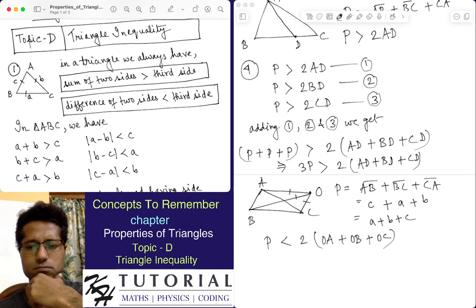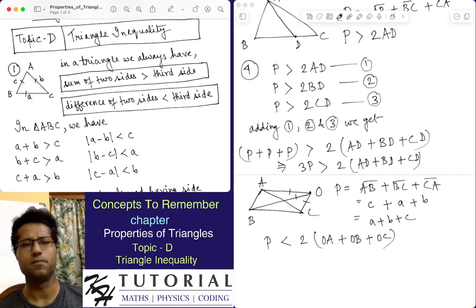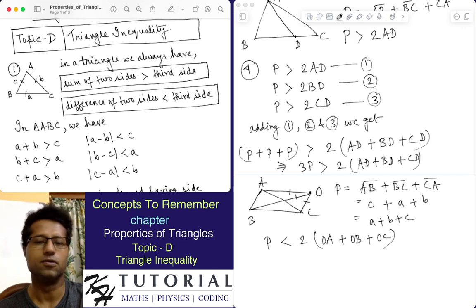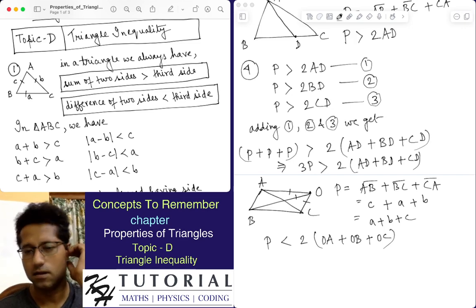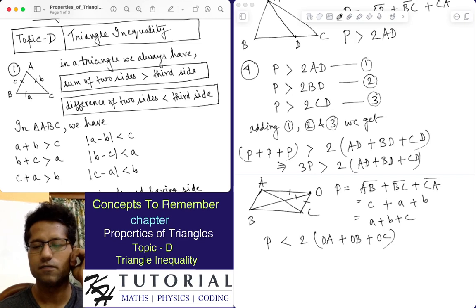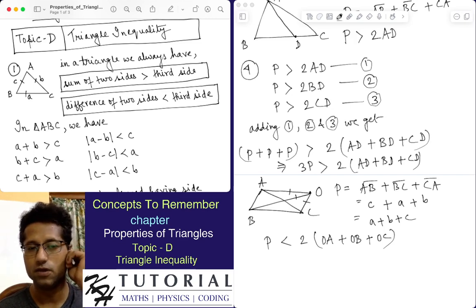So the next topic E, one topic is left, that is Pythagoras theorem, and that will bring an end to all the concepts to remember on the chapter properties of triangles.